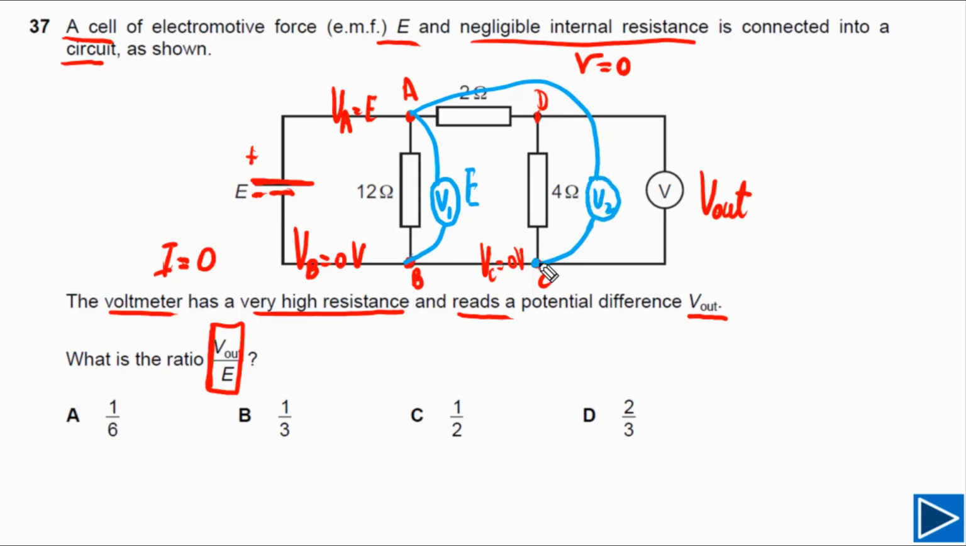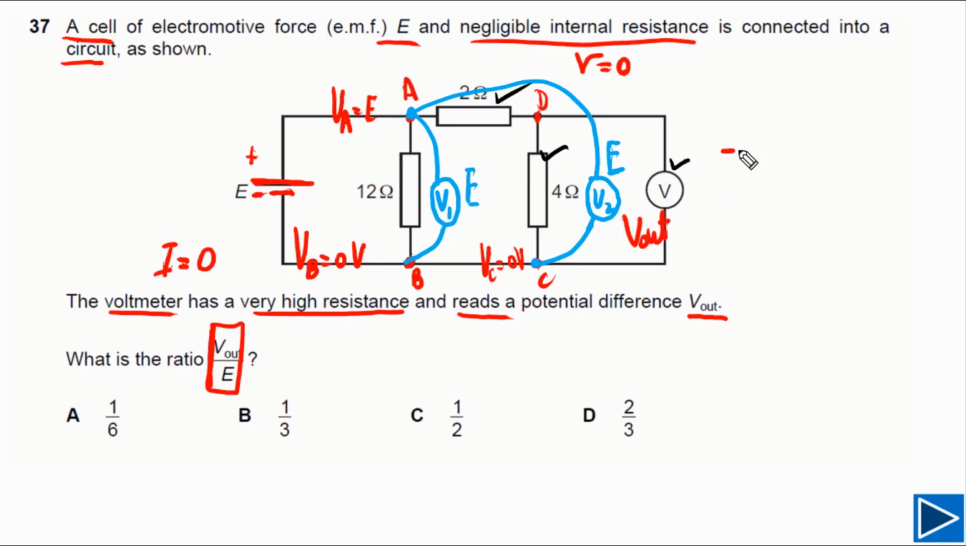And if you look, the potential at this point is 0 volt and the potential at A is equal to E. So the reading on this voltmeter also is equal to E. So this is the first very basic concept you need to understand: the potential difference between A and B is equal to the potential difference between A and C.